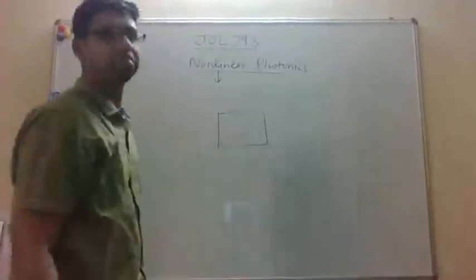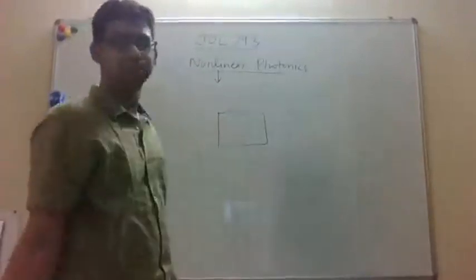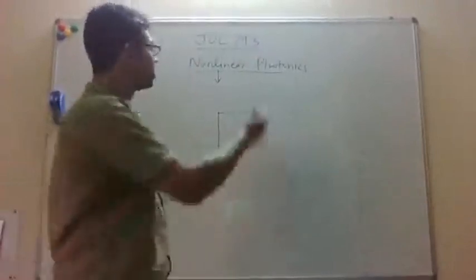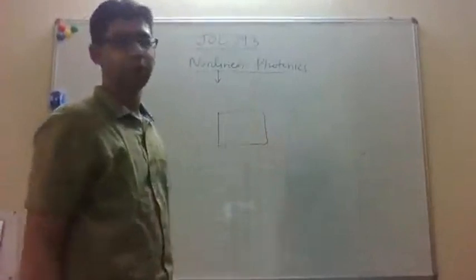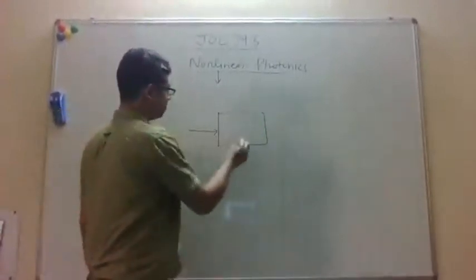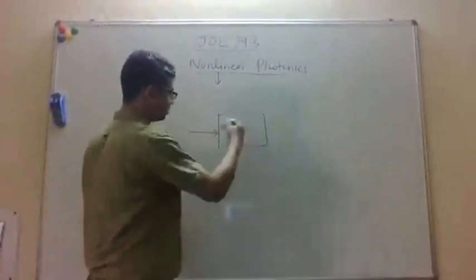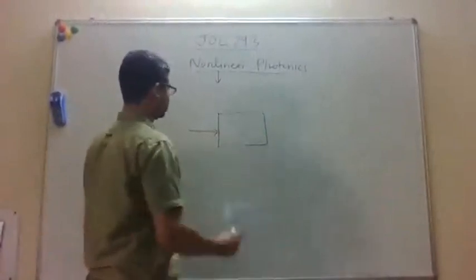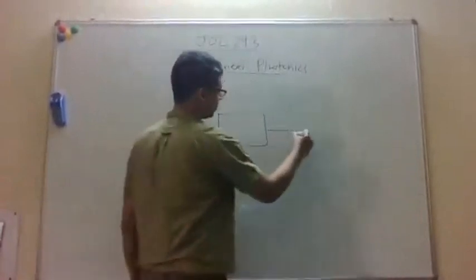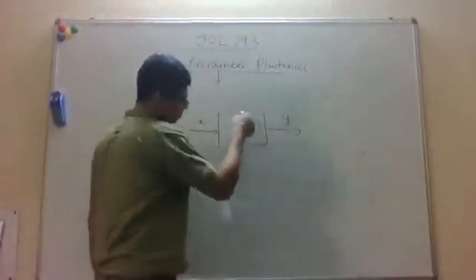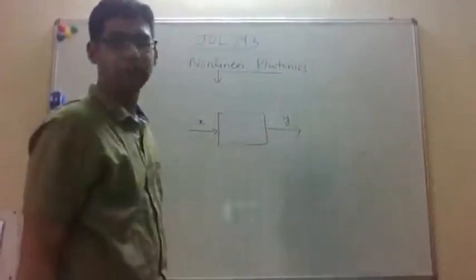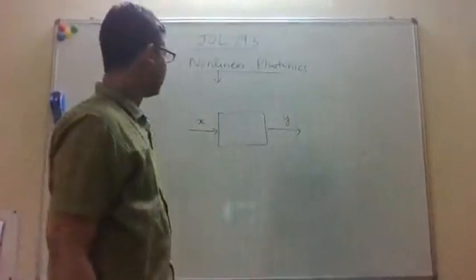So how do we define any system, right? This could be any general thing, not just an optical system. It could be anything, right? Some system or some device or technology takes in some input X and does some modifications to it and gives out some output Y, right?